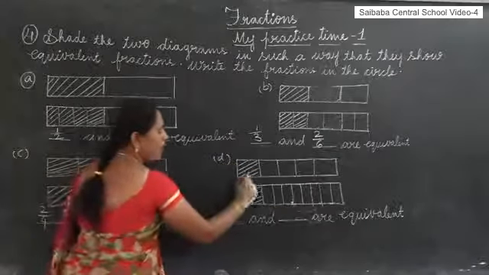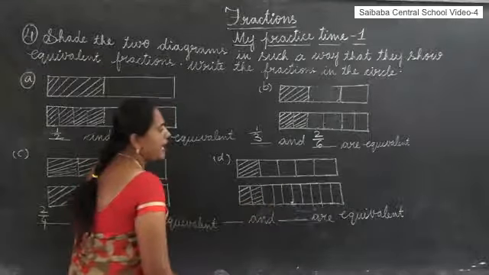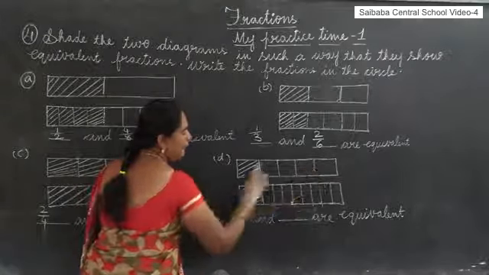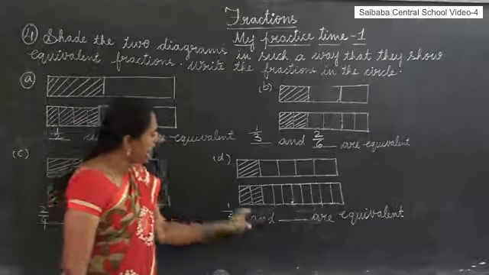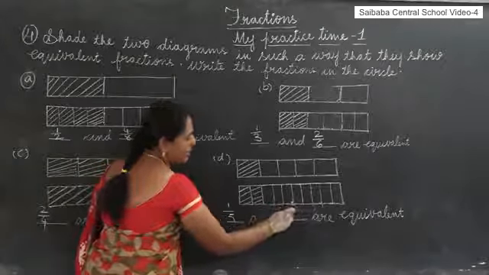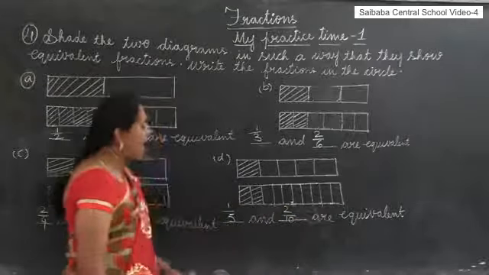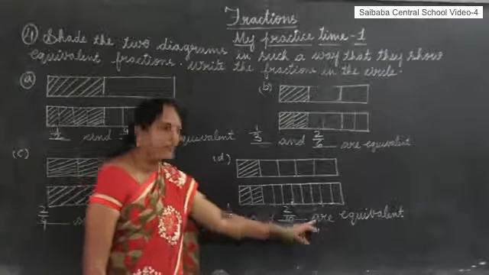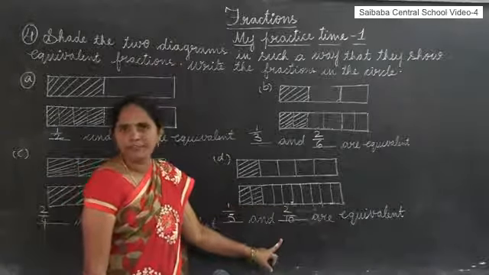Okay. Now, what is the fraction of these shaded parts in this whole? Good. 1 by 5. 5 parts are there. In the 5 parts, 1 part is shaded, right? So 1 by 5. And now what is the fraction of these shaded parts in this whole? Good. 2 by 10. 10 parts are there and 2 parts are shaded. These two are equivalent fractions. 1 by 5 and 2 by 10 are equivalent fractions.